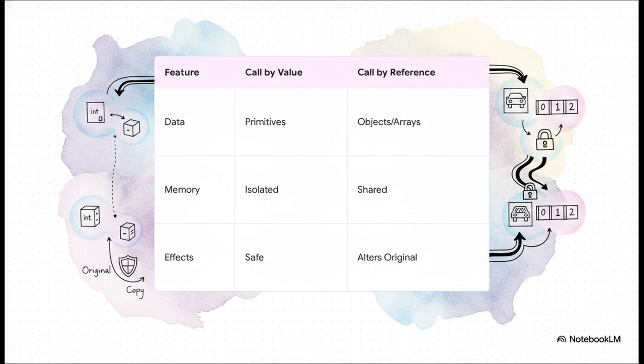Call by reference is used for objects and arrays. Instead of passing a copy, Java passes a reference to the original memory address. They share the same memory, meaning any changes the method makes to the formal parameters will automatically and permanently alter your original actual parameters.